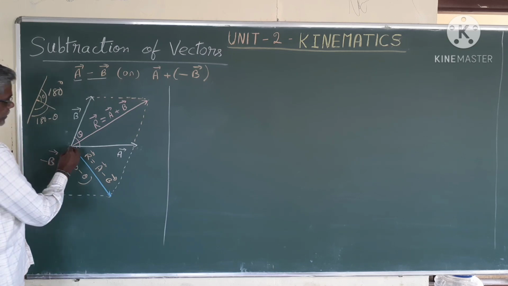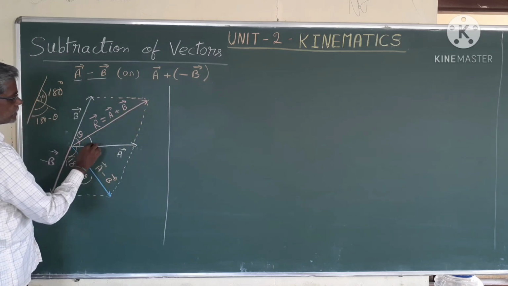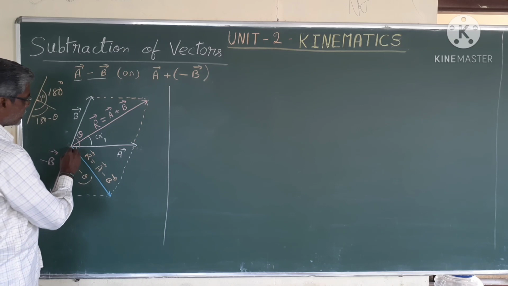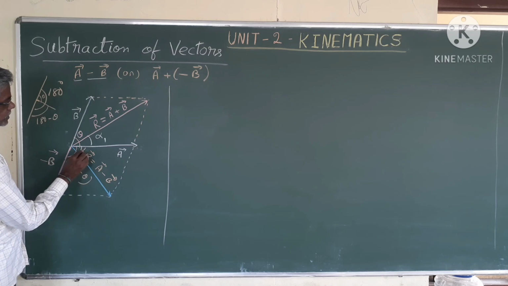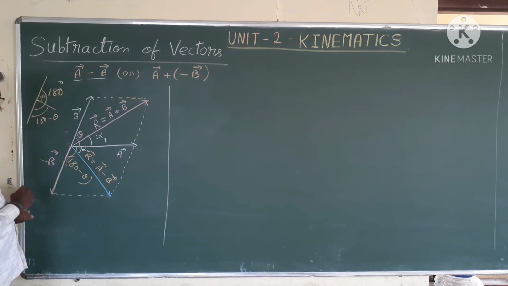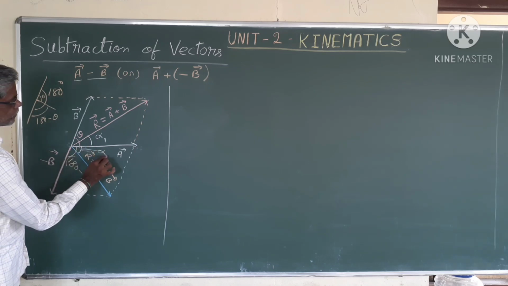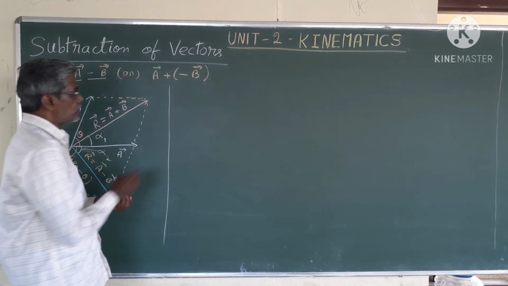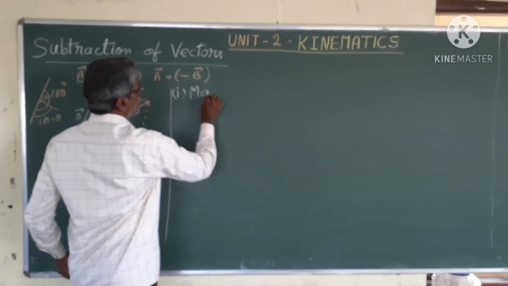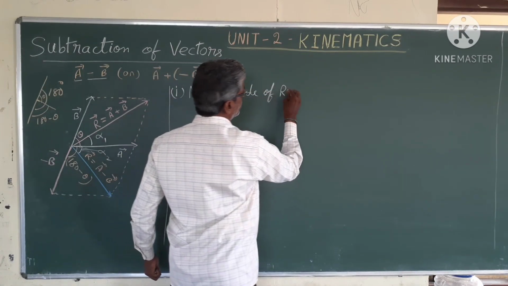Now with a vector and the resultant vector, there will be an angle, it will be alpha 1. Like that, b vector and this resultant vector form an angle, and let it be alpha 2. Now I want to find the resultant of a vector minus b vector. First we will find the magnitude of the resultant vector.